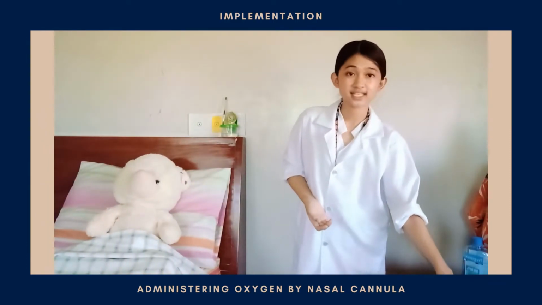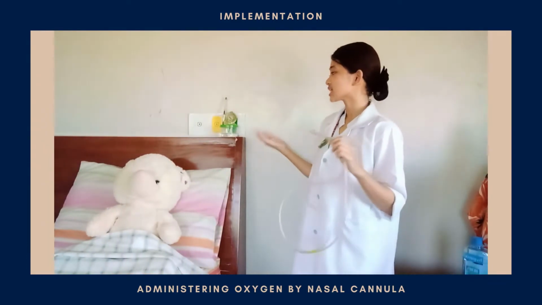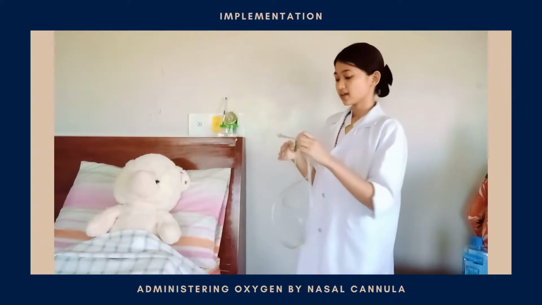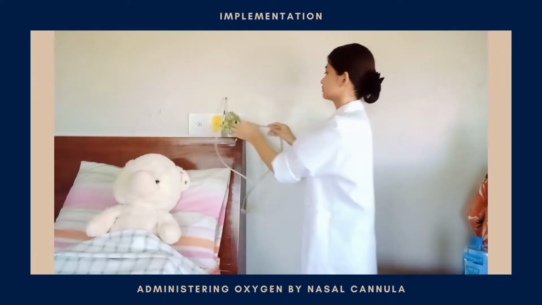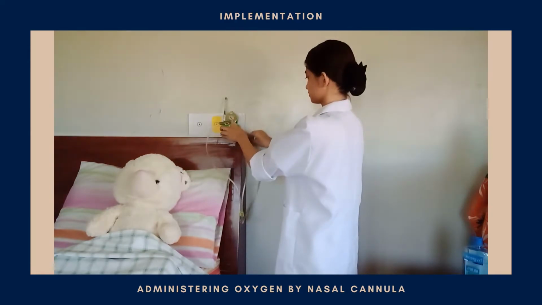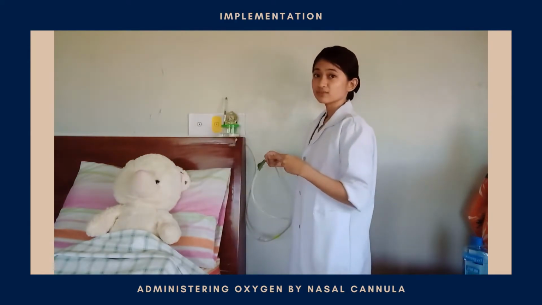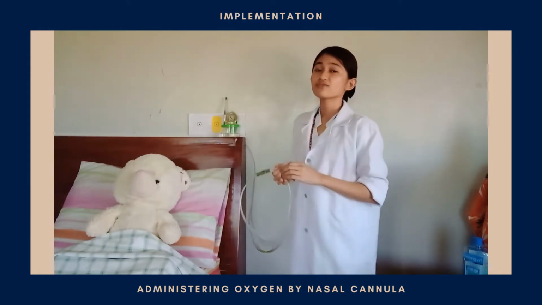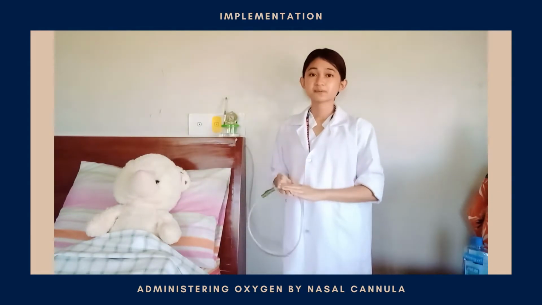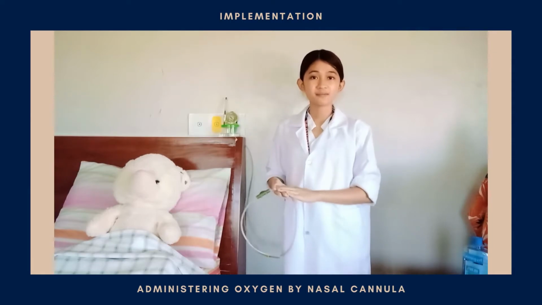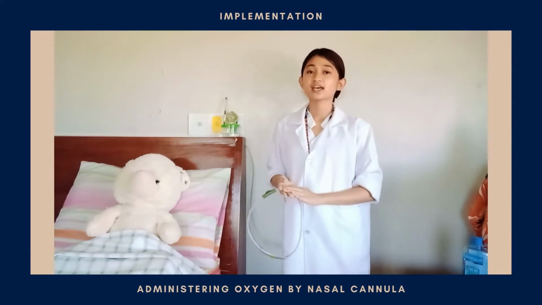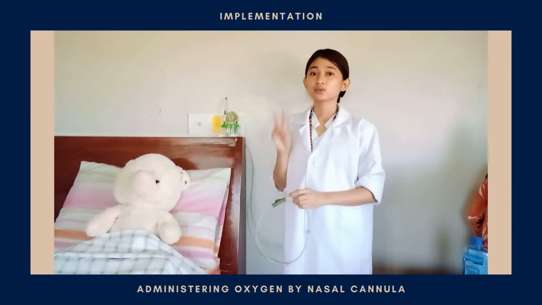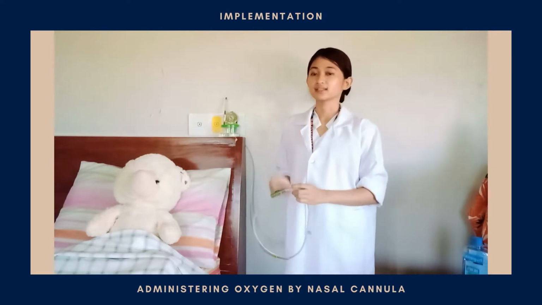Next, connect the nasal cannula to the oxygen setup with the humidification if one is indicated. Then, adjust the flow rate as ordered by the physician. However, in emergency cases, this procedure can actually be an independent nursing function, and we can adjust the flow rate at 2 to 3 liters per minute.